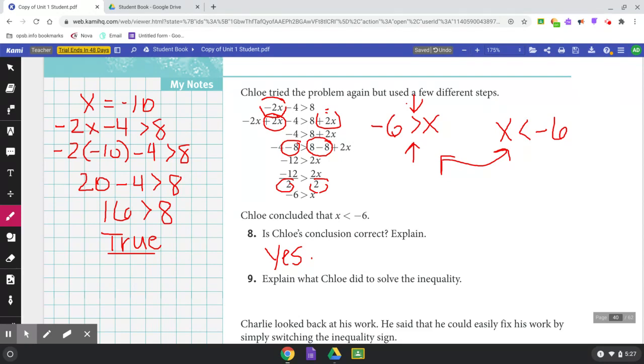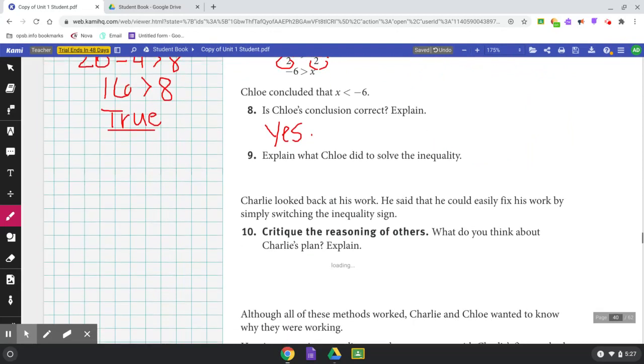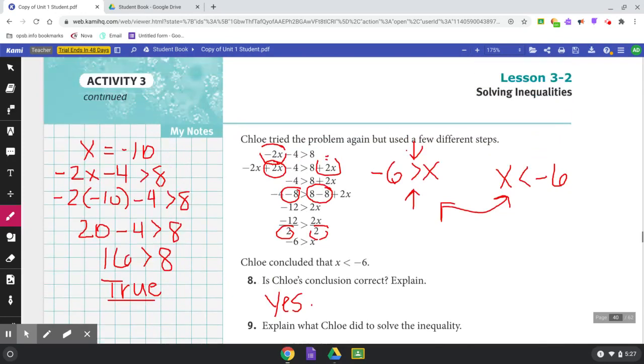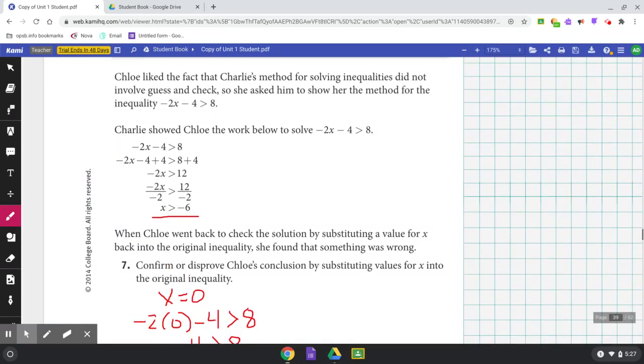Charlie looked back at his work. He said that he could easily fix his work by simply switching the inequality sign. What do you think about Charlie's plan? Can you just switch the inequality sign? Because if you go back, Charlie's work was all correct. He added 4 to both sides. He divided by negative 2 here, which was correct. And he says he can simply fix his work by saying x is less than negative 6. Just flip the inequality sign, and it would make it true.